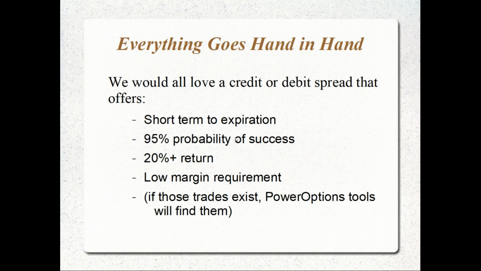As I mentioned, we'd all love to see a debit spread or a credit spread that offers a very short-term expiration, 5 days out or less, maybe 4 days out, with a 95% probability of success, a 20% return, and perhaps the lowest margin requirement. And the difference in the strike prices that you have to put up for a credit spread, or of course the debit payment, would go lower if you're looking at a 50-cent or a 1-point spread difference.